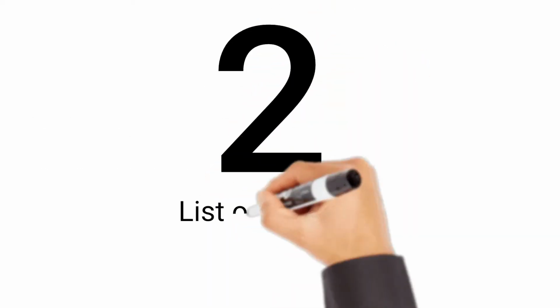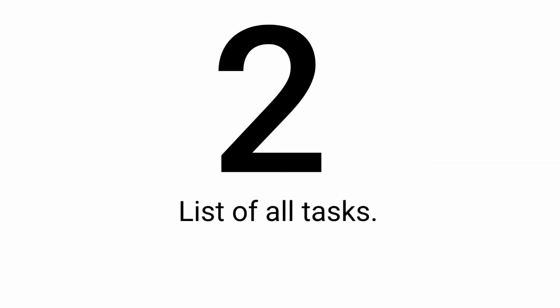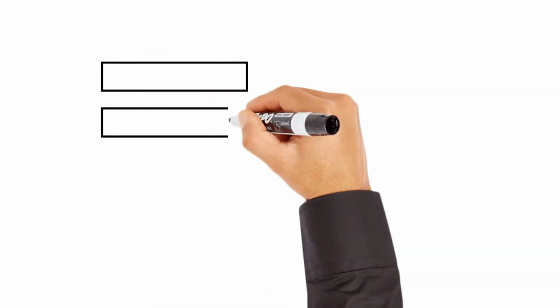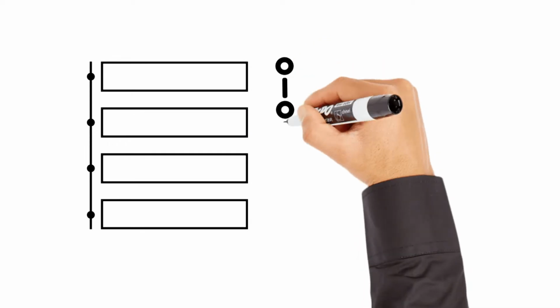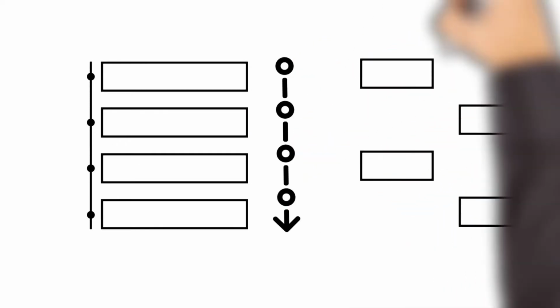The second step is to create a list of all tasks. Once you have your goal, list down the tasks and activities you must complete to achieve it. Then order them sequentially by adding key dates and deadlines.